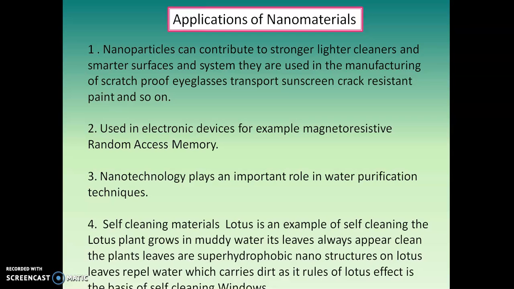The lotus plant grows in muddy water. Its leaves always appear clean. The plant's leaves have a super hydrophobic nanostructure, which repels water and carries dirt as it rolls. The lotus effect is the basis of self-cleaning windows.